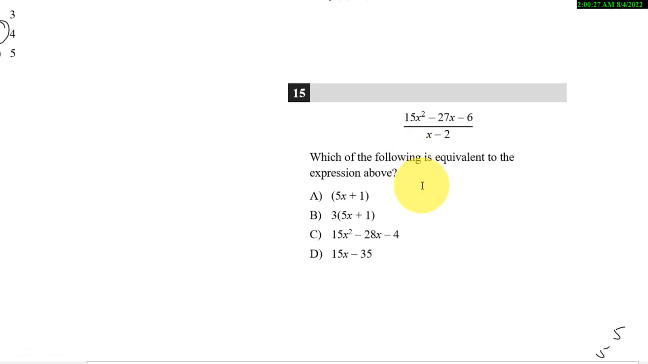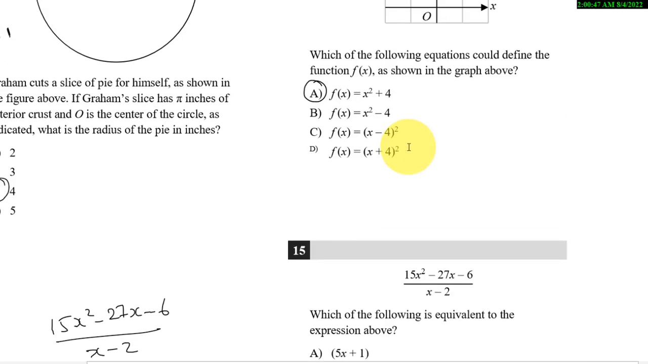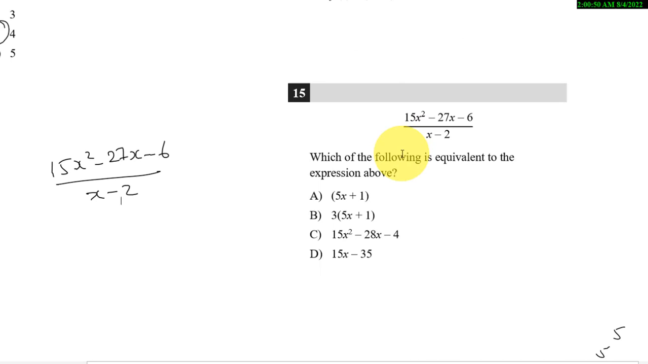Number 15. Which of the following is equivalent to the expression? This requires us to expand the expression. So we have 15x squared minus 27x minus 6 over x minus 2. So guys, you realize that when you get to number 15, you meet a number that is not very friendly compared to the numbers you have been doing originally. So let's try to expand this.